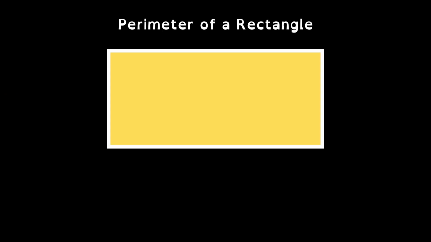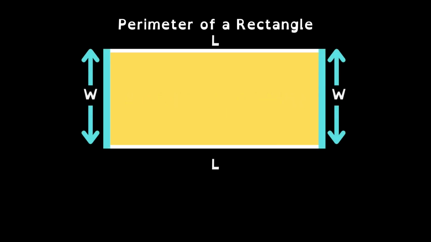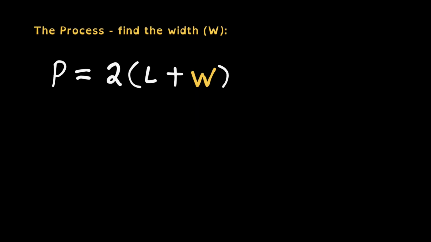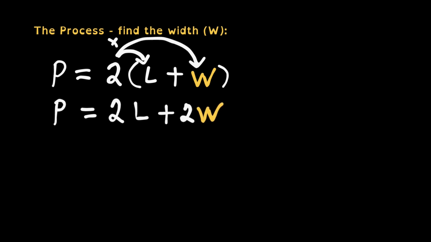We'll start with an easy peasy formula for the perimeter of a rectangle. P is equal to 2 times the length plus width. Now, imagine you're solving a puzzle and trying to find the width using the perimeter and the length. Let's break it down step by step. First, isolate the terms with the variable you want. For example, the width. Voila! P is equal to 2L plus 2 width.